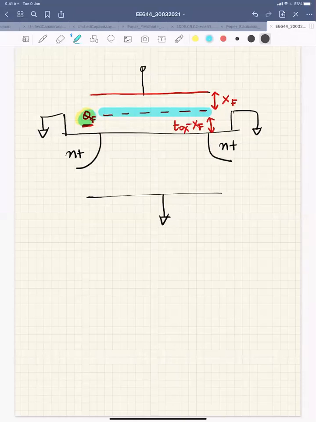But I'm imagining that some work will be done to move these charges. No, these charges are fixed charges. They will not be moved. These charges are created because of some unbonded oxygen atoms, so these charges are fixed. That's why I call it QF, the fixed charge.